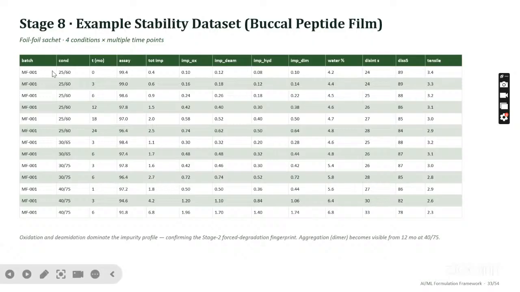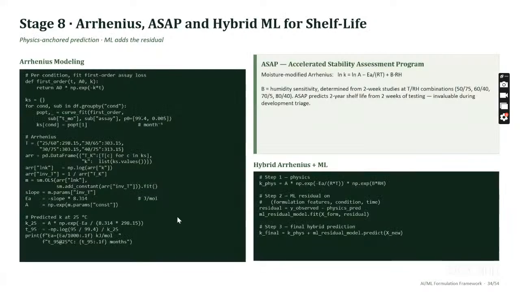So these are the data, like a full stability set: 4 conditions and multiple time points. So a real stability data set across the 4 conditions and many time points. Oxidation and deamidation dominate the impurities. This confirms the stability to forced degradation fingerprint, and the aggregation appears as the first failing condition past 12 months. Clear?